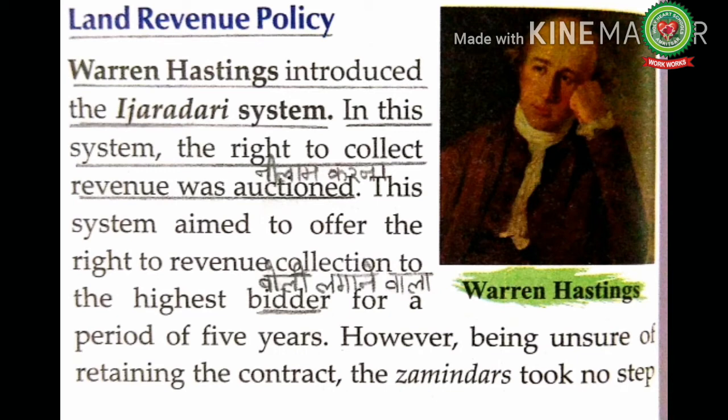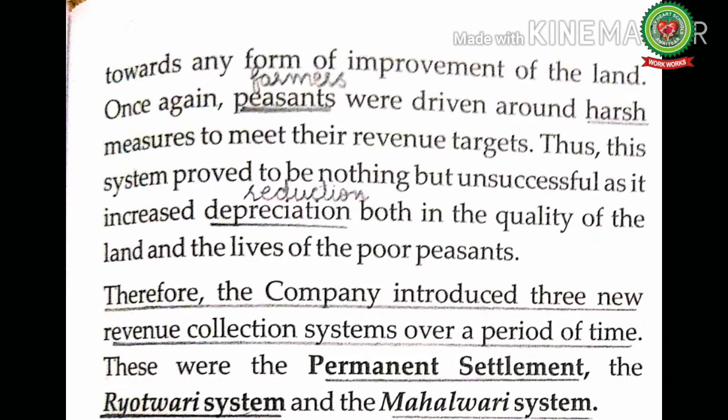However, being unsure of retaining the contract, the zamindars took no step towards any form of improvement of the land. In order to get the collection right, people used to bid higher and higher amounts, but it became impractical to collect the same land revenue in the entire country because land differs in its fertility from one province to another. And even under this system, the zamindars were not sure that they would get the contract, so they didn't take any steps to improve the condition of the land.